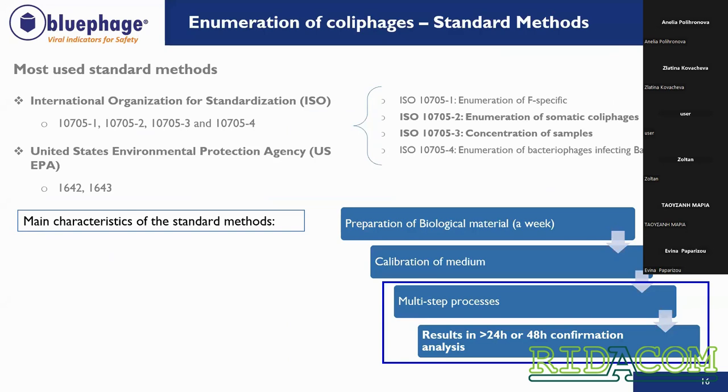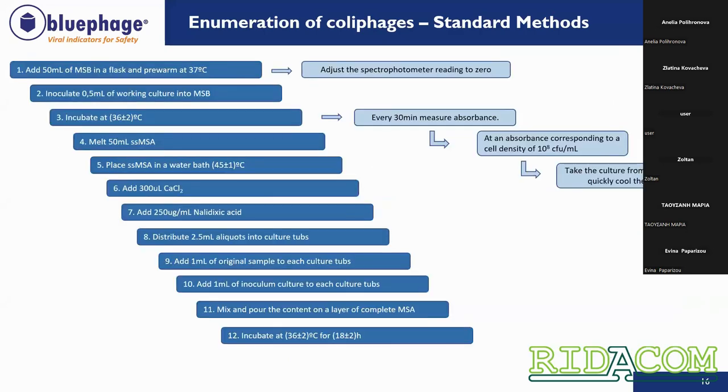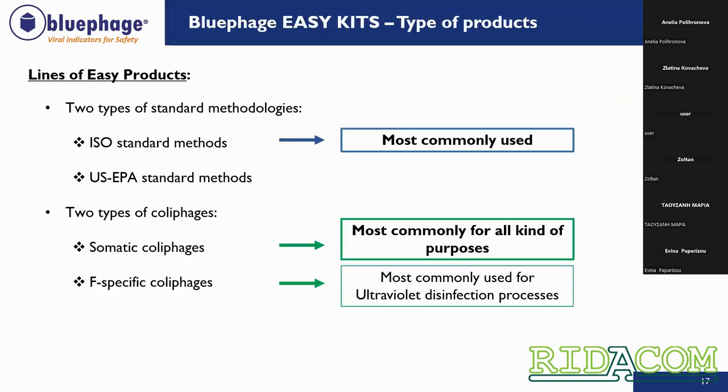And also for the calibration of the E. coli, one of the things that the ISO states is that you need to make sure that the E. coli are at a concentration higher than 10 to the 8 CFU per milliliter. This part you don't need to do because our certificate includes it. Our material is prepared so that once you incubate for 2 hours, you have a concentration higher than 10 to the 8 CFU per milliliter of E. coli. So all of these steps you will not need to do.